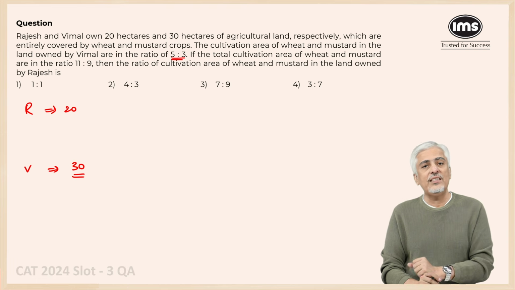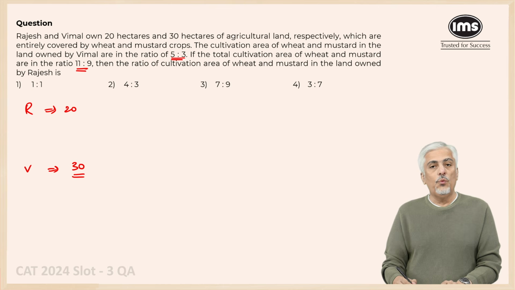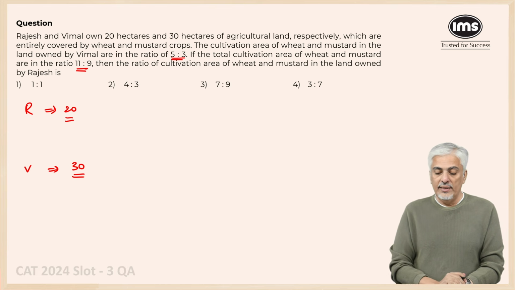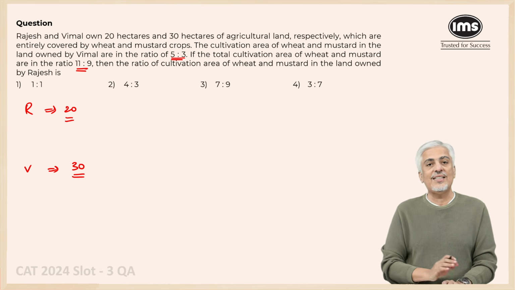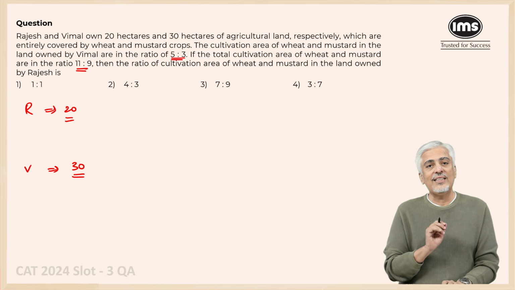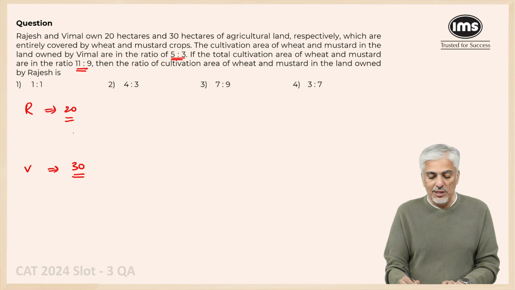I decided to read the sum further and see what can be done. If the total cultivation area for both of them together is 11:9, which also 50 is not divisible by 20. So that was also one issue. Then the ratio of cultivation area for mustard in Rajesh's land is how much? I realized that the final answer was asked in a ratio form. So no real numbers were required. So these real numbers could be changed.